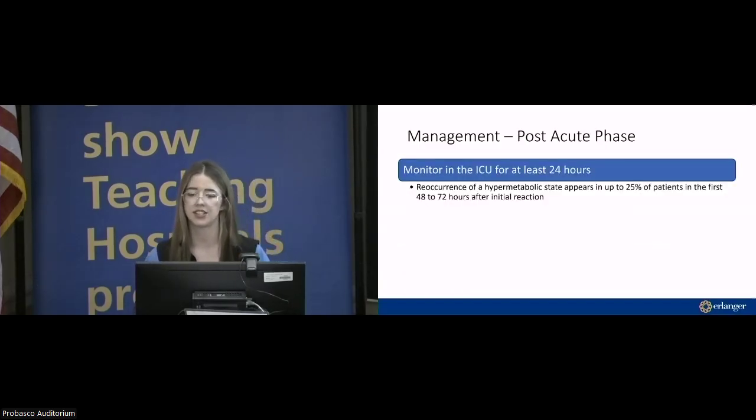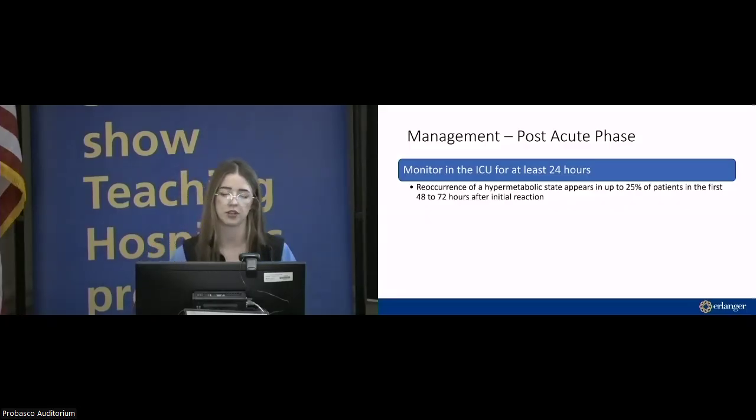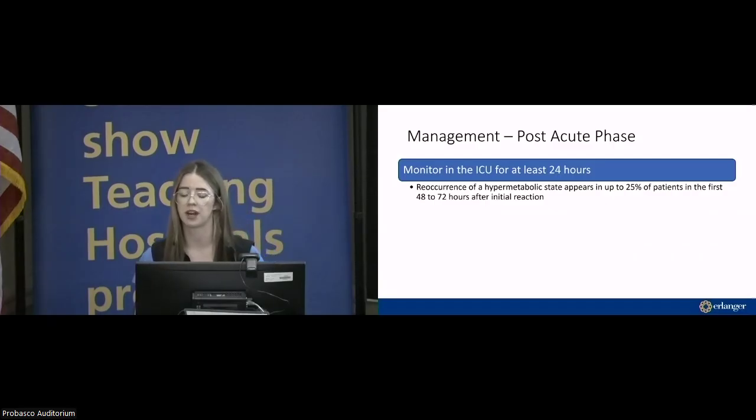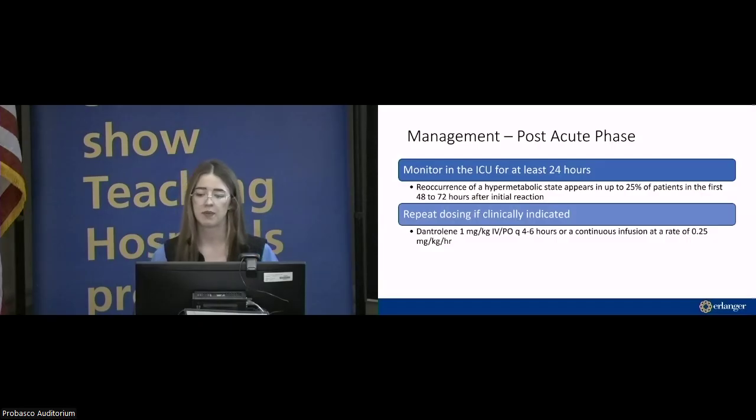Patients require ICU monitoring for at least 24 hours following resolution of the acute episode. Up to 25% of patients experience a return of the hypermetabolic state within 48 to 72 hours. Repeat dosing of dantrolene may be required, either at 1 mg per kg every 4 to 6 hours or a continuous infusion at 0.25 mg per kg per hour.